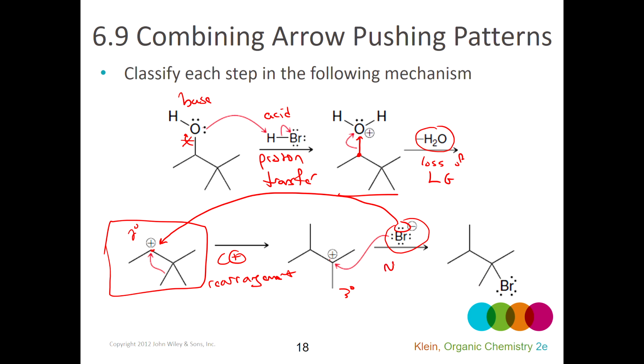And so that last step is a nucleophilic attack. The nucleophile starts to share its electrons with the electrophile to make a new sigma bond in a nucleophilic attack. So this is a mechanism that involves each of the four patterns going from an alcohol to an alkyl halide.